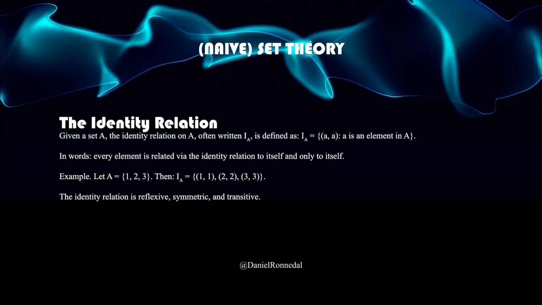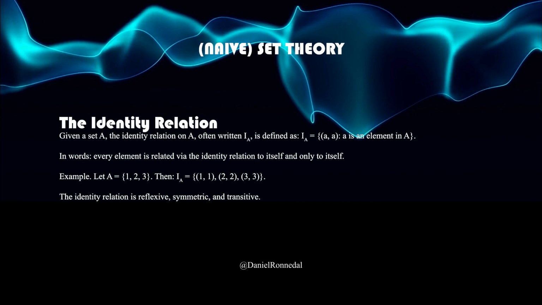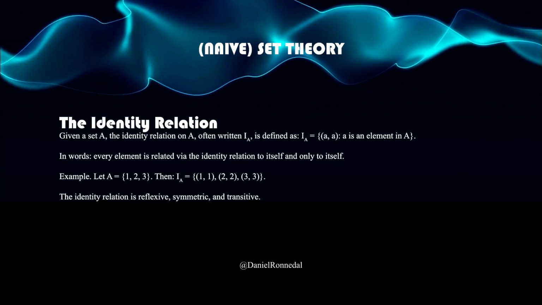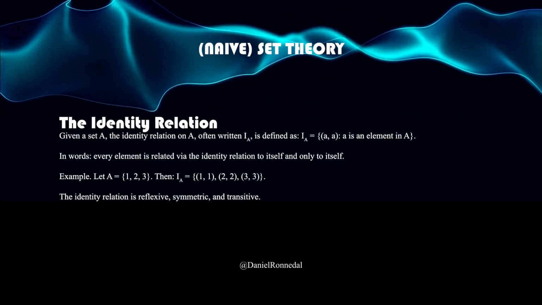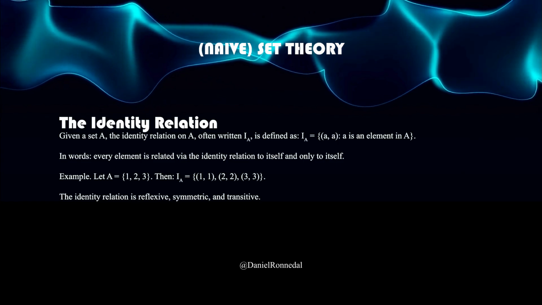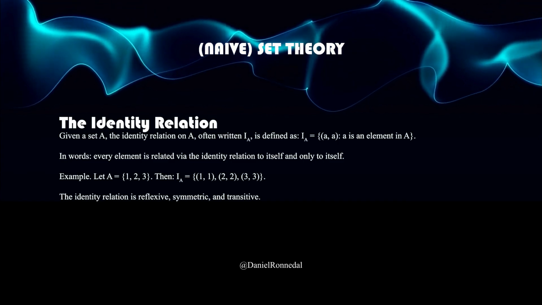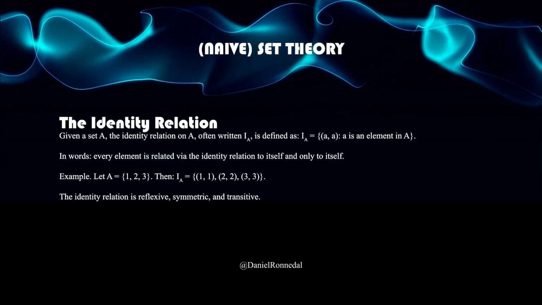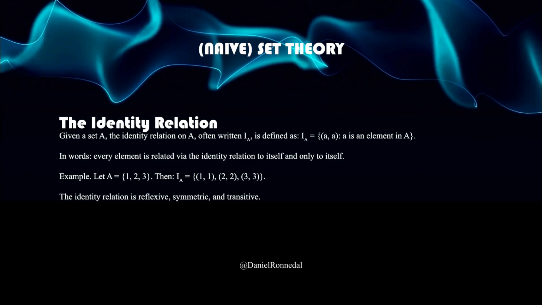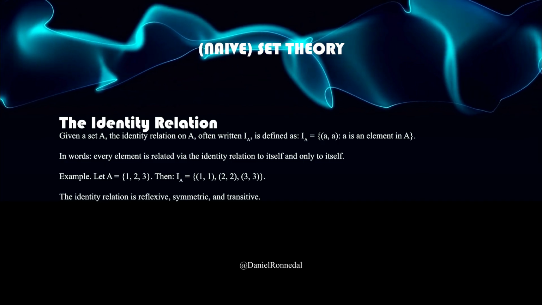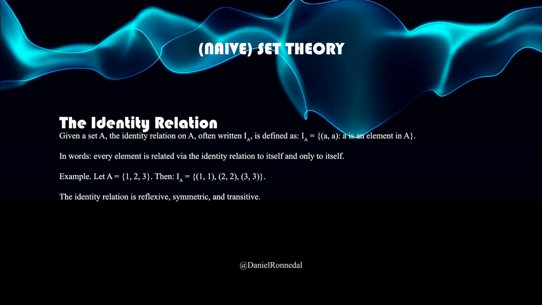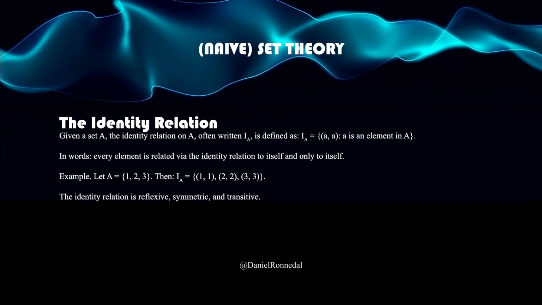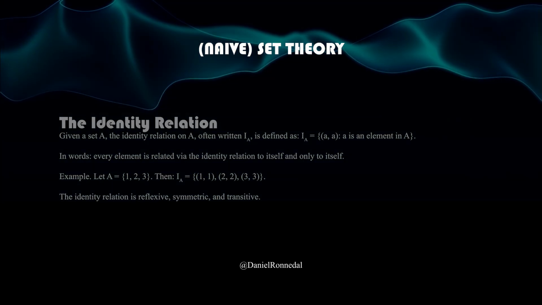Given a set A, the identity relation on A, often written I_A, where A is in subscript, is defined as I_A = the set of all ordered pairs (a, a) such that a is an element of A. In words, every element is related via the identity relation to itself and only to itself. Example: let A be the set whose only elements are 1, 2, and 3. Then the identity relation on A is the set whose only members are the ordered pairs (1,1), (2,2), and (3,3). The identity relation is reflexive, symmetric, and transitive.